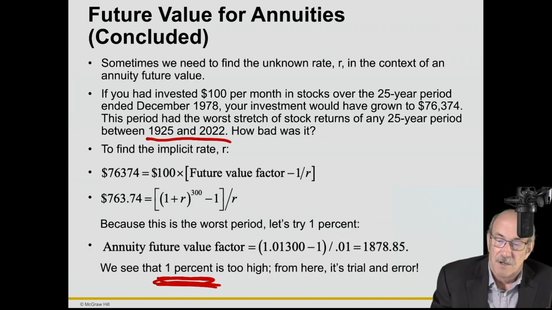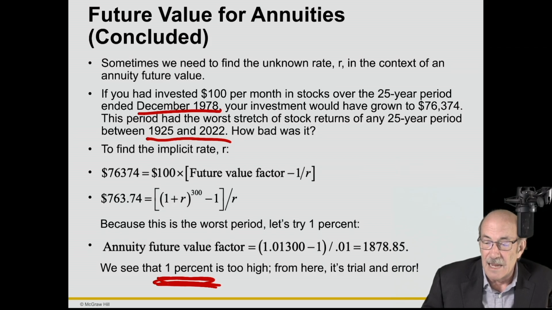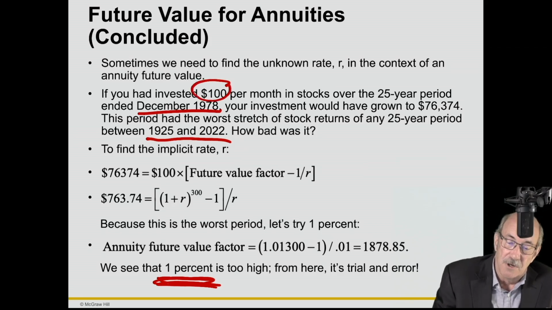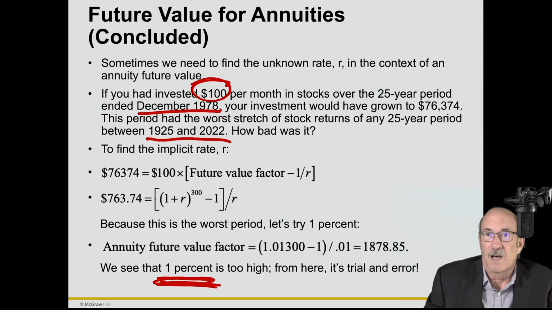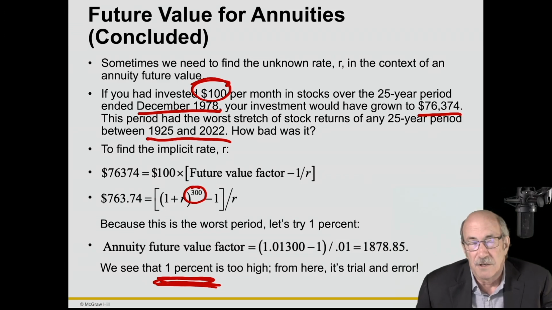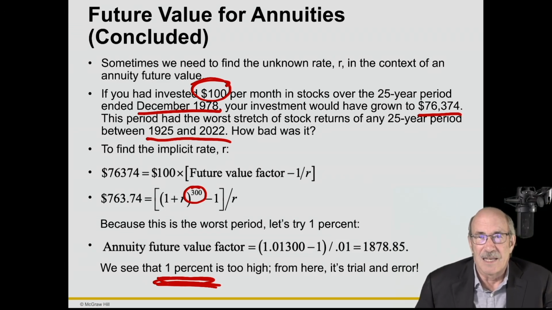That would be from a period of time that ends in December 1978. And if we had put in $100 per month over the entire 25 years, I think that's 300, is that right? Yeah, that's 300 months. We would have ended up with $76,374. So the question is then, what was the return that we were getting from the market in this worst 25-year span? And they go down and do some trial and error to get that 1% is too much.